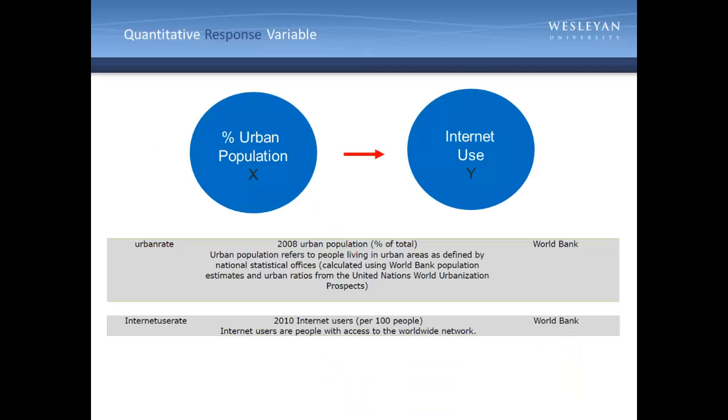Again, changing my research question, this time I'm going to use an example from the Gapminder dataset. Here, I'm interested in the association between the percent of the population living in urban settings within each country and the country's rates of internet use. That is, the percent of people with access to the World Wide Web. In this slide, you can see the full description of these variables from the Gapminder codebook.